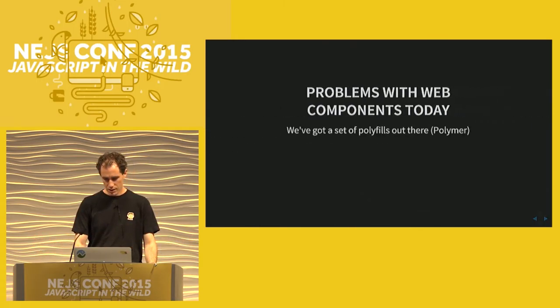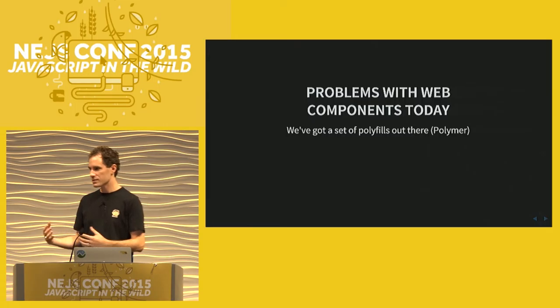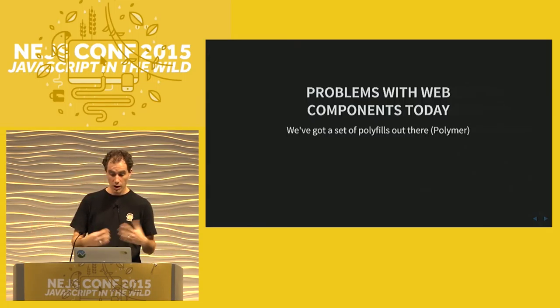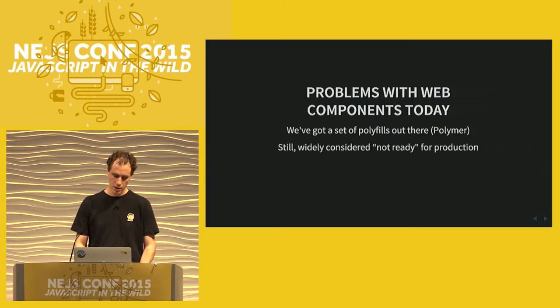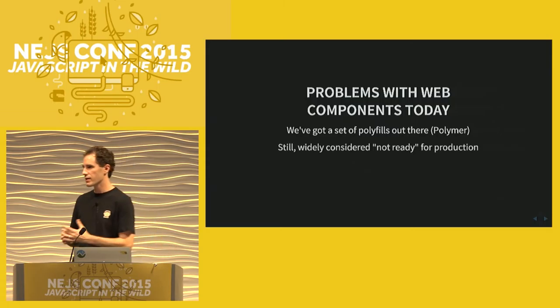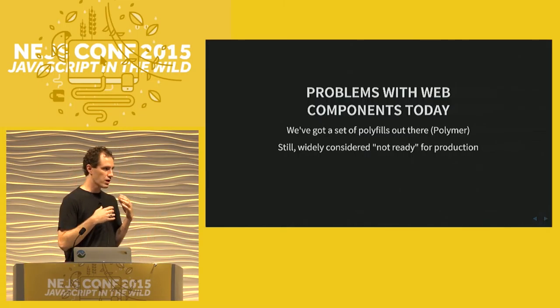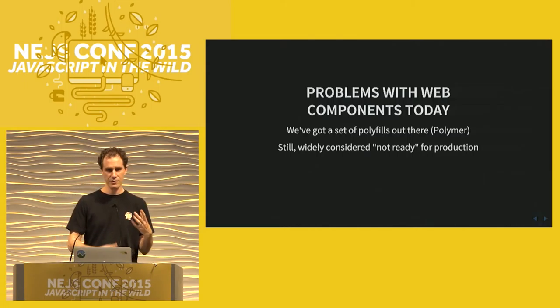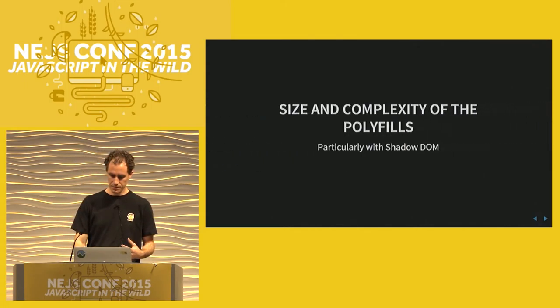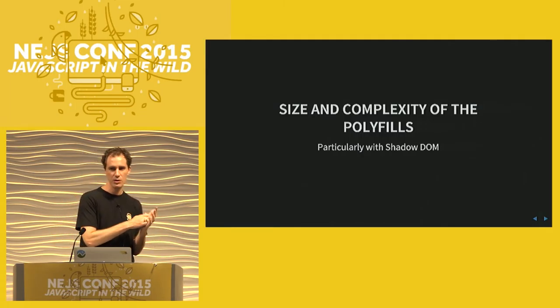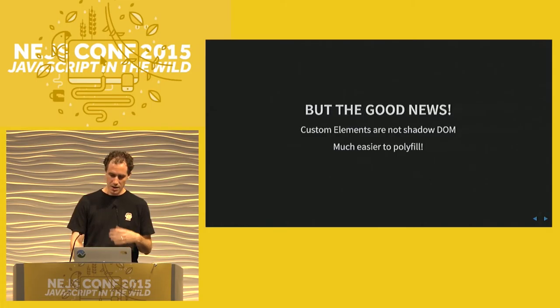And so we have a set of polyfills that help us with these web components, right? Polymer is the biggest and most well-known, and also run by Google, right? But they're still widely considered not ready for production. And I think part of that is because some of these web component specs are really big features. This idea of shadow DOM is really difficult to just force into a browser environment that's not used to it. It's also big. So shadow DOM, well, actually, I can't talk about it because I'm running out of time.